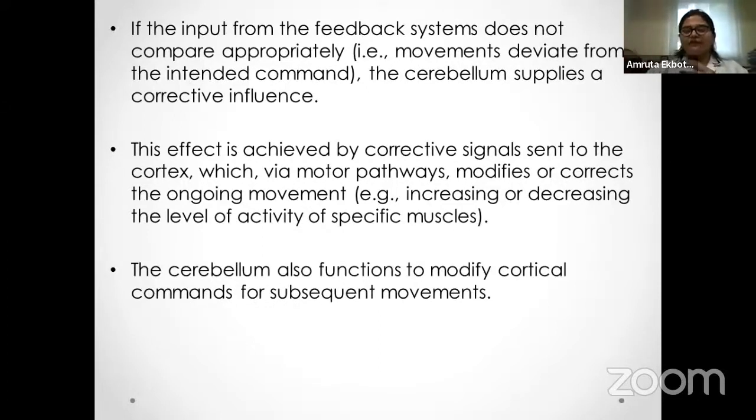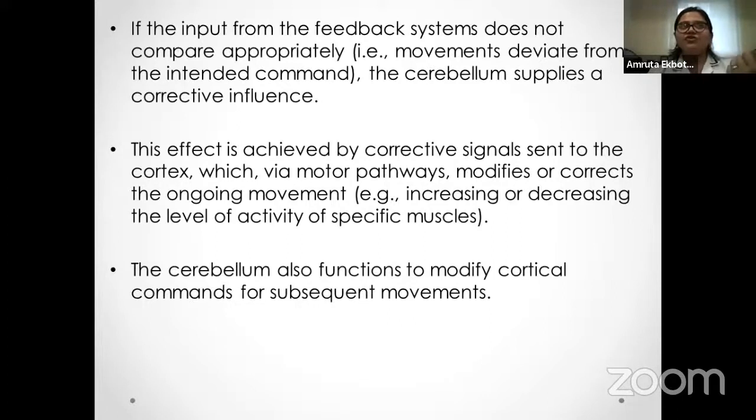So if there is an object that is placed a little far away from me, if I only extend my upper limb, then I won't be able to reach the object, right? So here the error is that I did not flex my trunk, or I did not bend forward so that I could lift the object. So in the next repetition, when I'm reaching the object which is placed far away, the cerebellum will make sure that I'm also bending forward to reach that object.